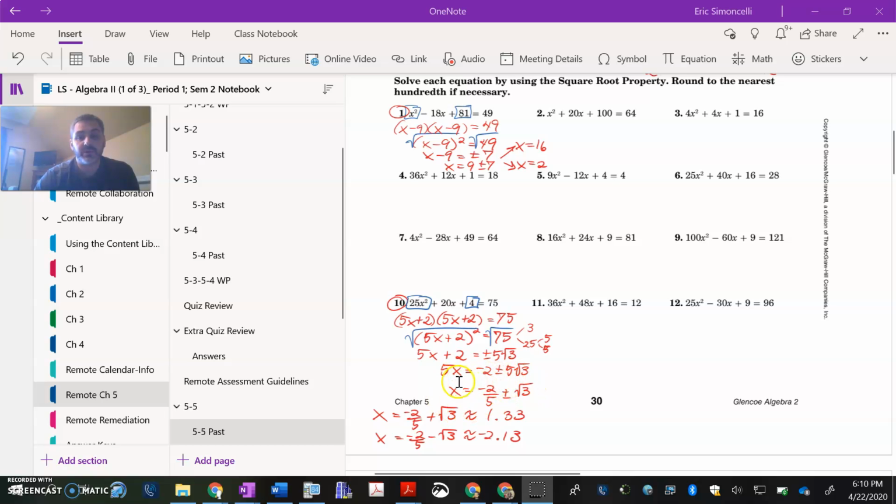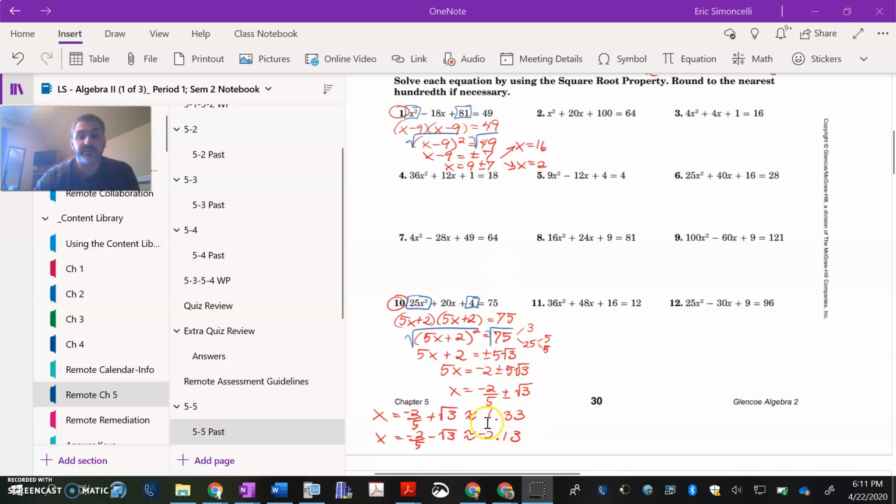What I did also do here, I didn't show the work, but if you divide everything by 5, 5 over 5 just gives us 1. So root 3 there at the end. So negative 2 fifths plus or minus square root 3. As decimal approximations, again, it did say round to the nearest hundredth if necessary.